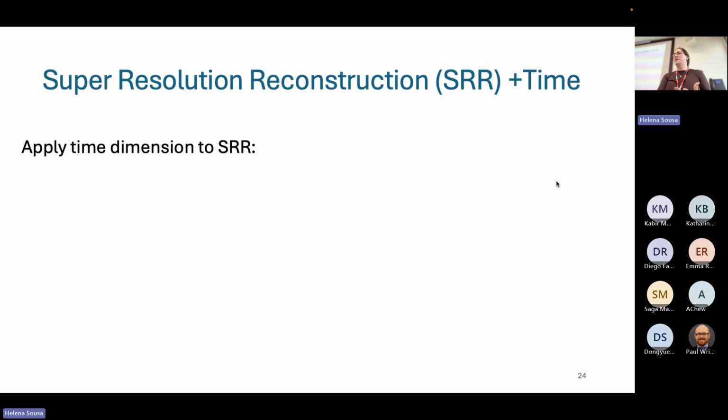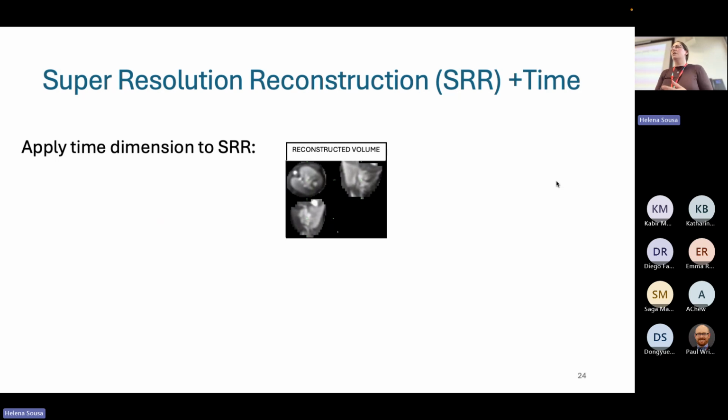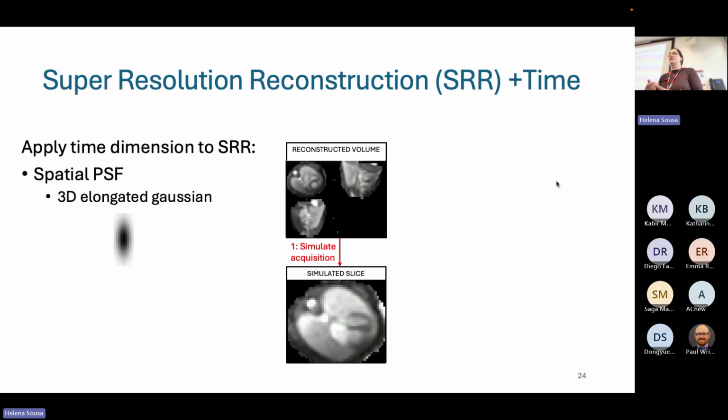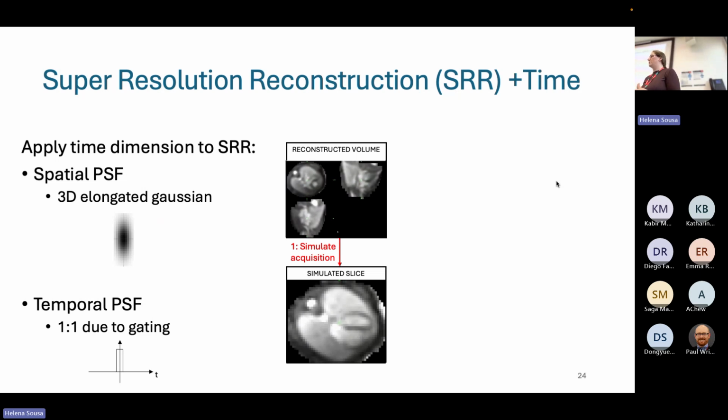So now we have super resolution reconstruction with time, and we want to apply the time dimension. So we start with the reconstructed volume, and you can see the time and the heart beating. We then simulate the acquisition as we did before, and we use the spatial point spread function, same as with the 2D to 3D method. But we also now have a temporal point spread function. But because the timeline is interpolated on the scanner, we don't need to reinterpolate it at this point. So we can just treat this as a one-to-one relationship, which is really nice and efficient with gating.